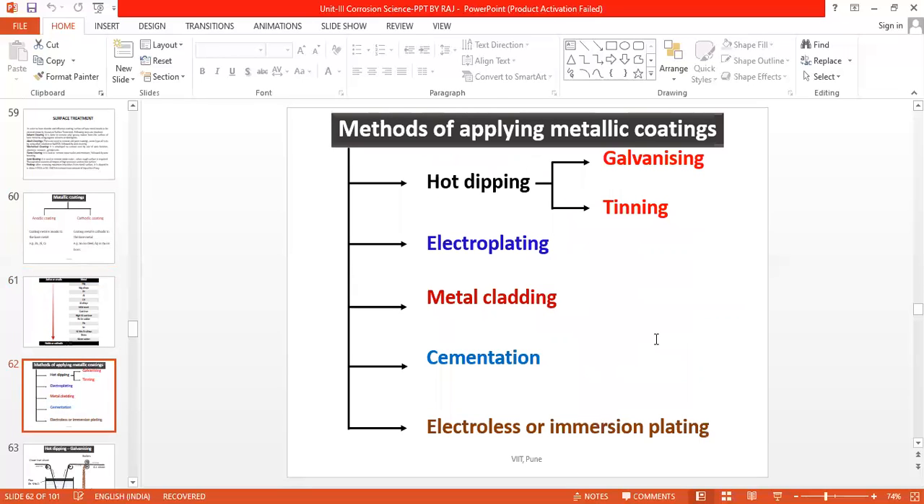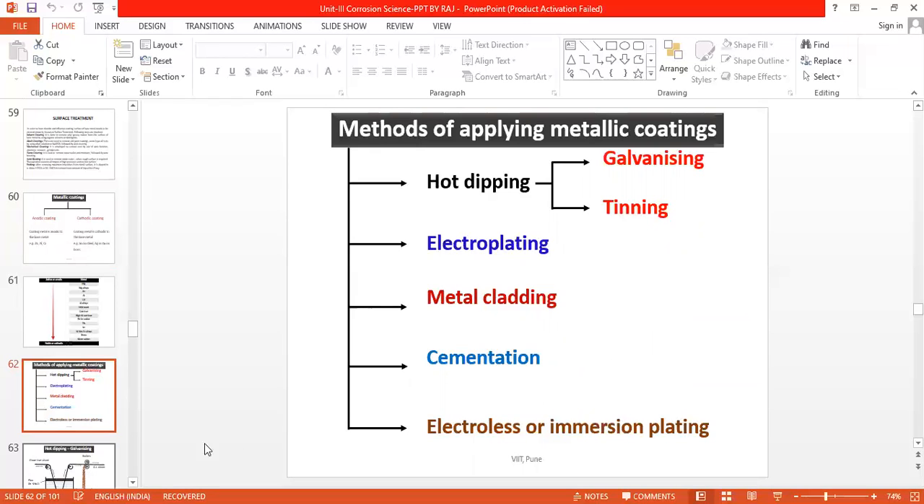Now, methods of applying the metallic coatings. There are several methods by which we can apply the coating of one metal on the surface of another metal to protect it from corrosion. These methods are hot dipping. Hot dipping is further of two types, galvanizing and tinning. Then the second method is electroplating, third is metal cladding, fourth is cementation, and fifth is electroless or immersion plating.